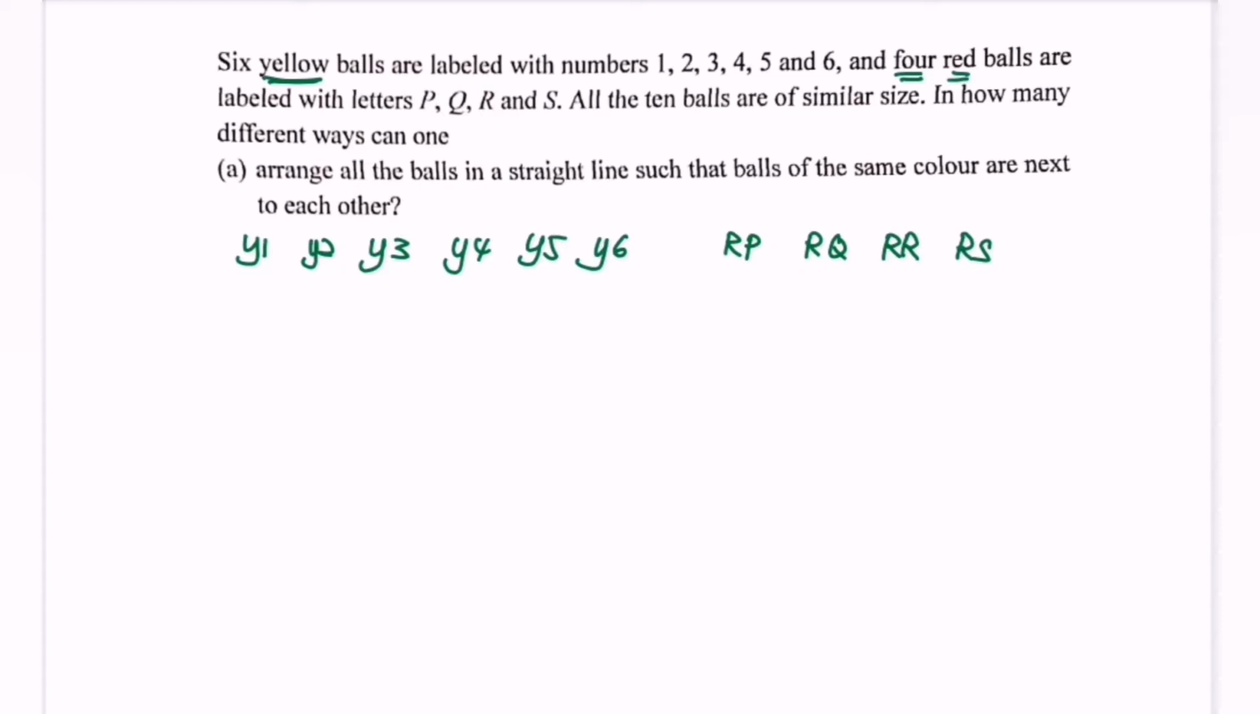In how many different ways can one arrange all the balls in a straight line, such that balls of the same color are next to each other? So kindly refer to the situation. They say same color, so we can divide into two groups. Let's say we have group 1 and 2. Let's say we have yellow and also the red.